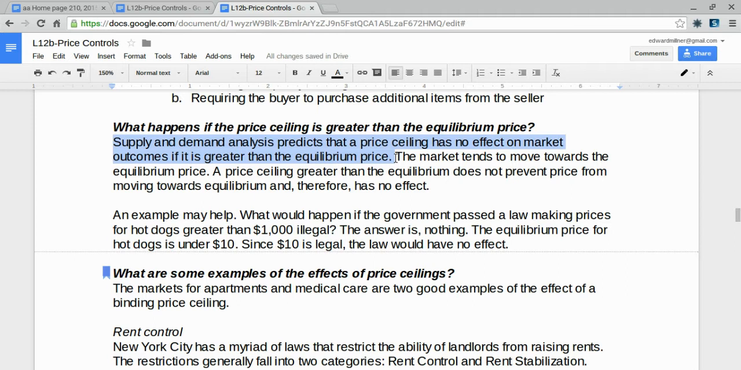What would happen if the government passed a law making prices for hot dogs greater than $1,000 illegal? The answer is nothing. The equilibrium price for hot dogs is under $10. Since $10 is legal, the law would have no effect.